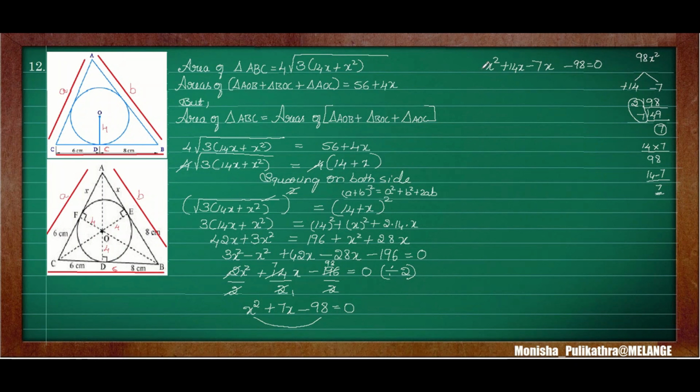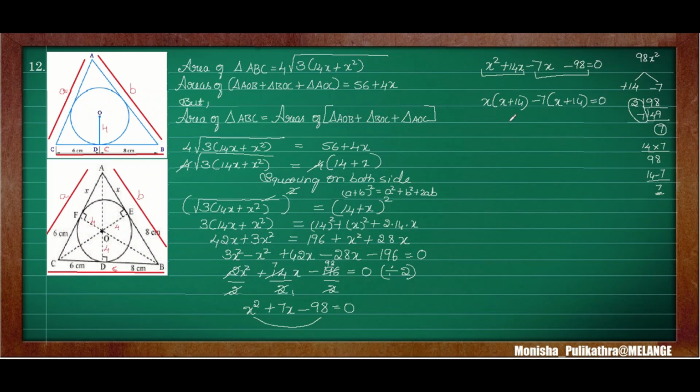Next we need to group it for taking common terms. So in x square and 14x the common term is x. When we take x common the remaining is x plus 14. Here minus 7 common. Whatever is in the first bracket should be in the second bracket also. So x plus 14. 14 7s are 98.